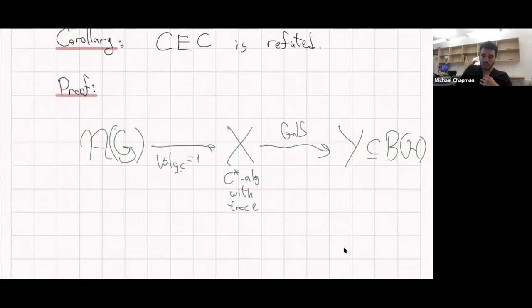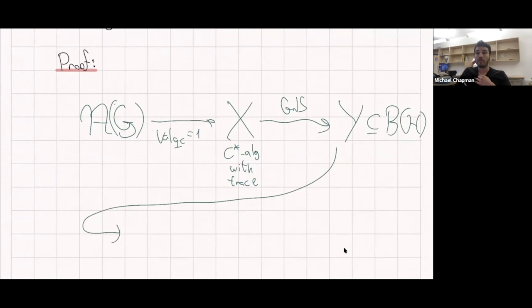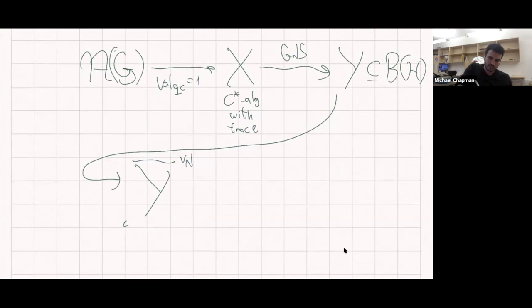Now you can just take the von Neumann closure of this Y. Okay, so you take Y, close it von Neumann. Now it was a C star algebra beforehand. Now it's a von Neumann algebra and it inherits the tracial state from X. So you can show that this still has a tracial state defined on it.